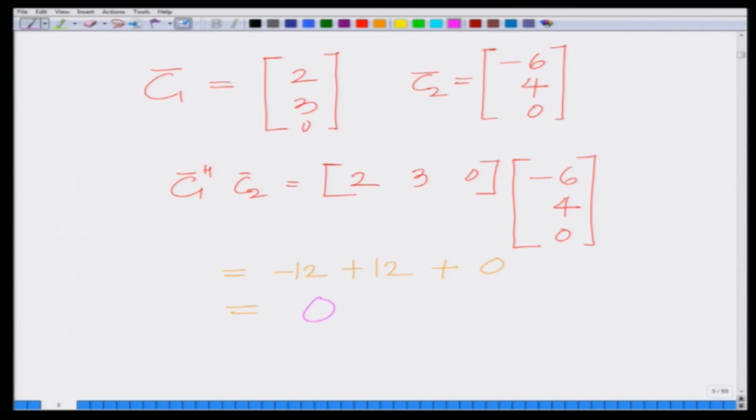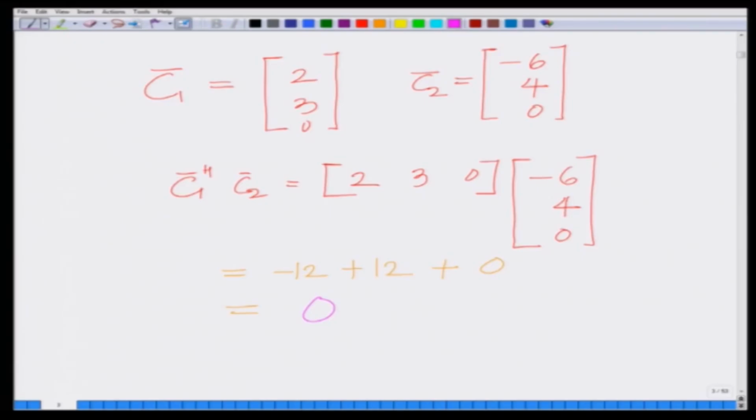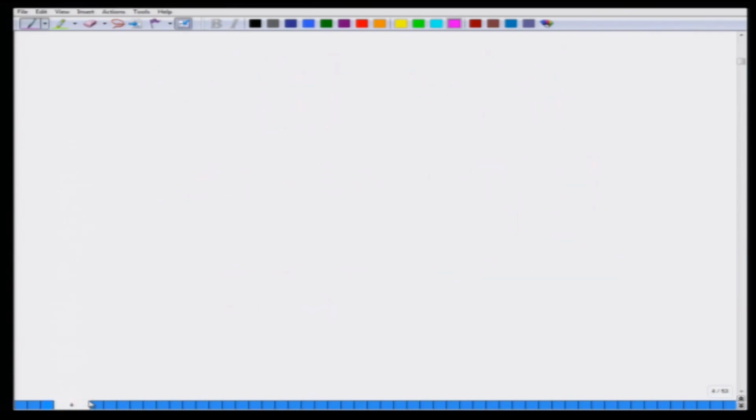Similarly, you can verify this for the other columns, that is C2 bar and C3 bar are orthogonal, C2 bar Hermitian C3 bar is 0. Similarly, C1 bar Hermitian C3 bar is 0, that is C1 bar and C3 bar are orthogonal. So, all the columns of this 3 cross 3 channel matrix are orthogonal. How do we do the singular value decomposition? I am going to illustrate now how to perform the singular value decomposition.